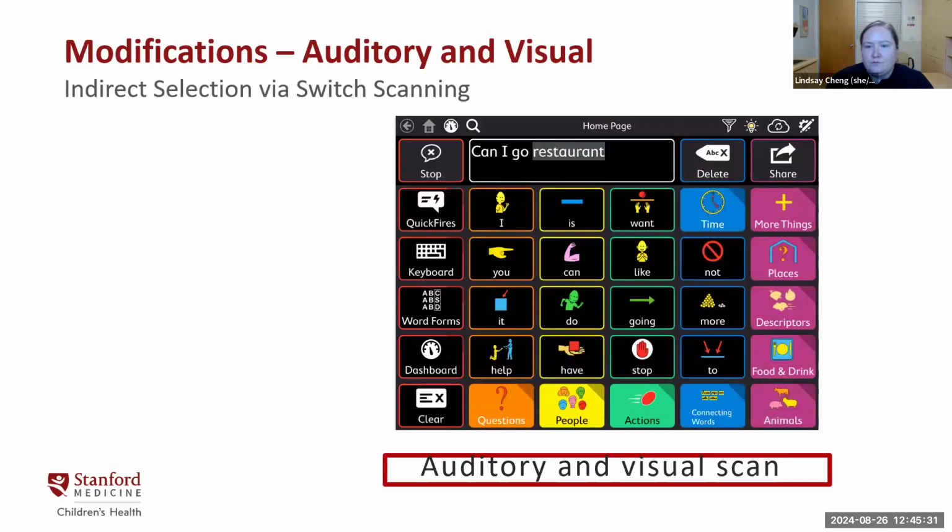Can I go restaurant? As you can hear, there is a different voice used to provide location prompts. And then when the individual identifies their target and selects it with the switch, the voice is intentionally different to speak the message. Secondly, there have been intentional changes visually to their display with colors and icon choices.